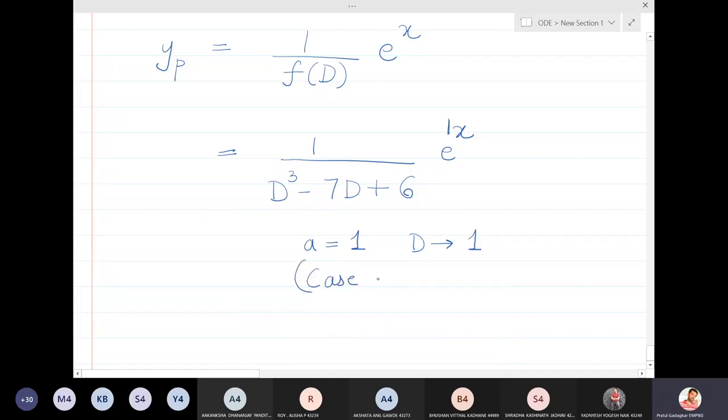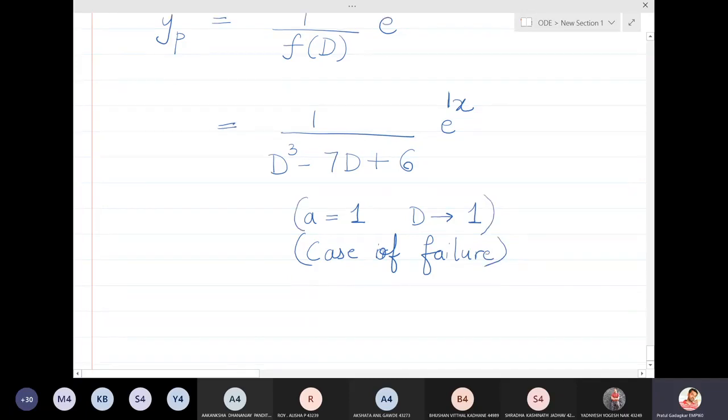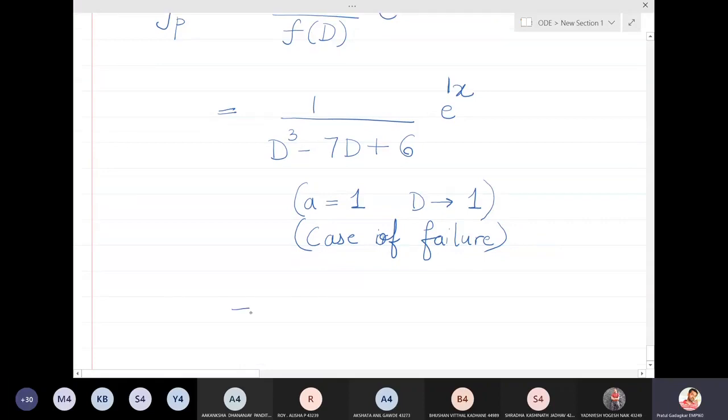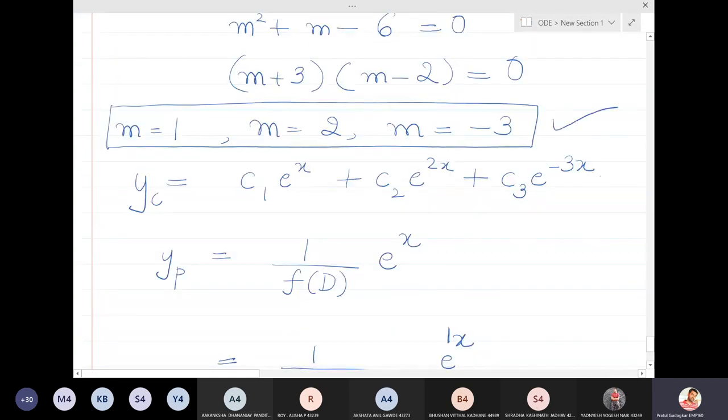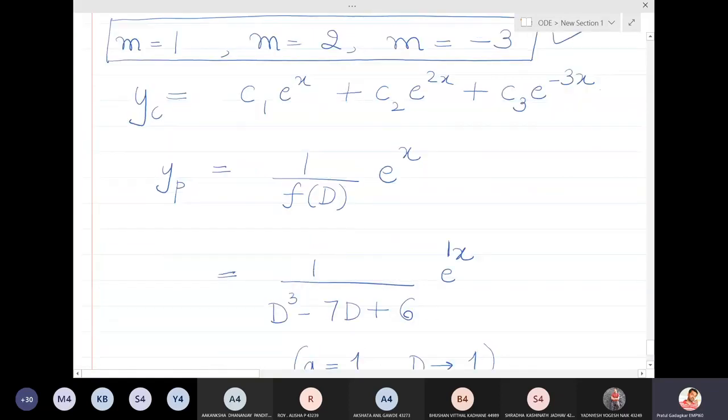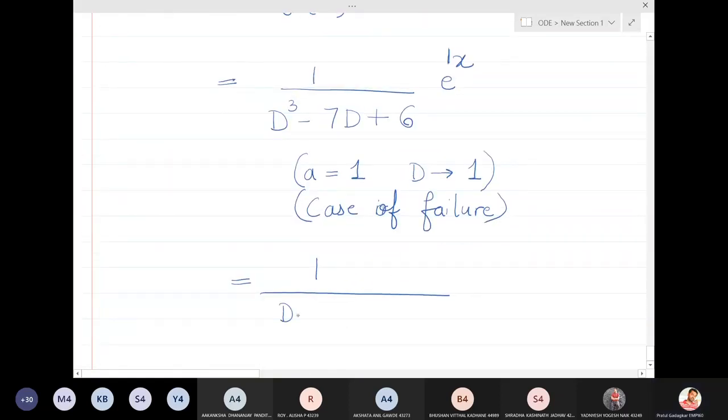So now I will immediately erase the step and I will write it as a case of failure. I will write this in your exams also. Case of failure means there is some problem if I put a equal to 1 and D is replaced by 1. So whenever the case of failure comes, I will immediately write the factors. Do I know what the factors are? The roots are ready, 1, 2 and minus 3. So the factors will be (D minus 1), (D minus 2) and (D plus 3) into e raised to 1x.